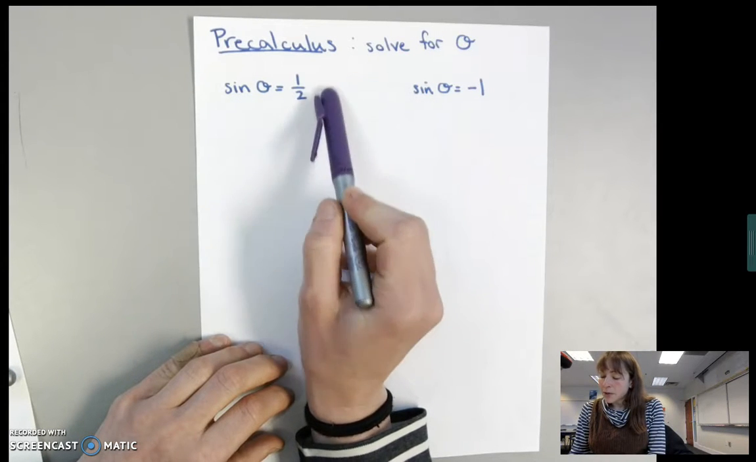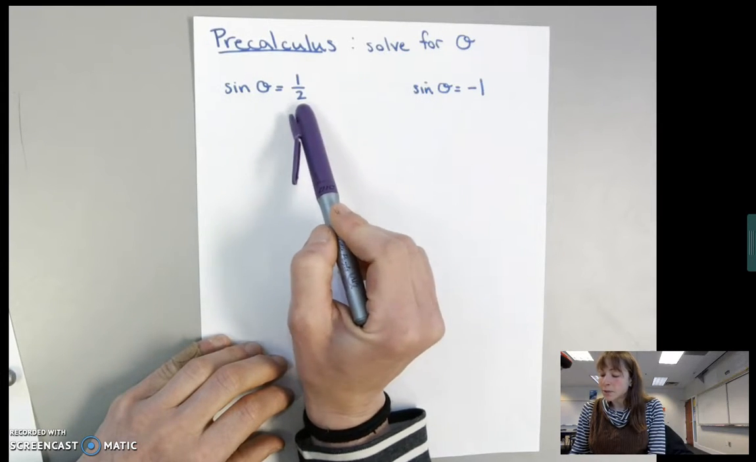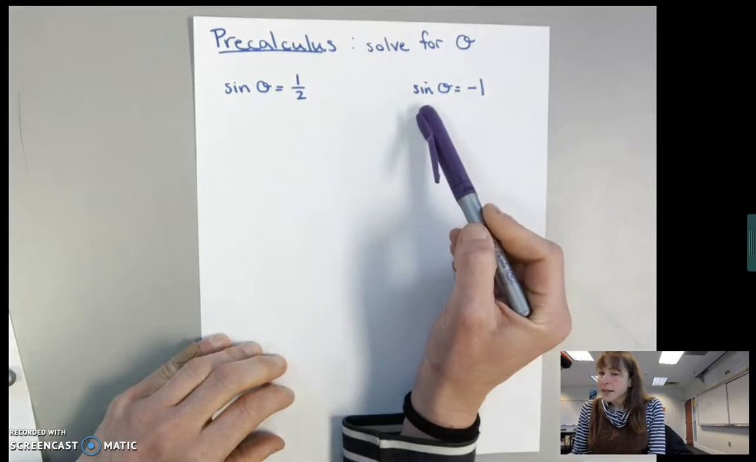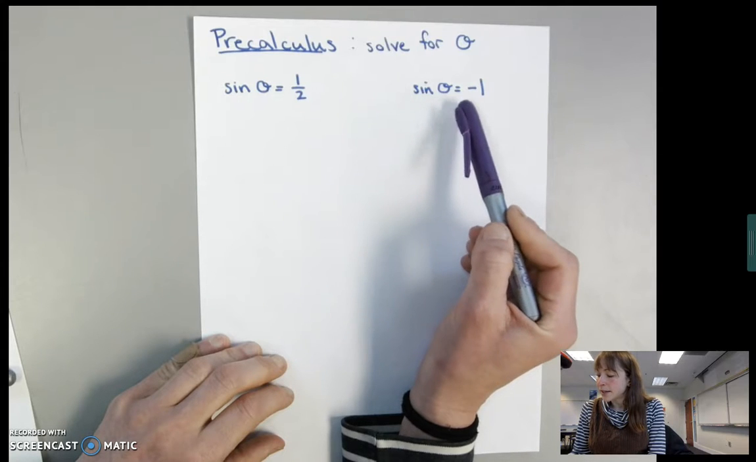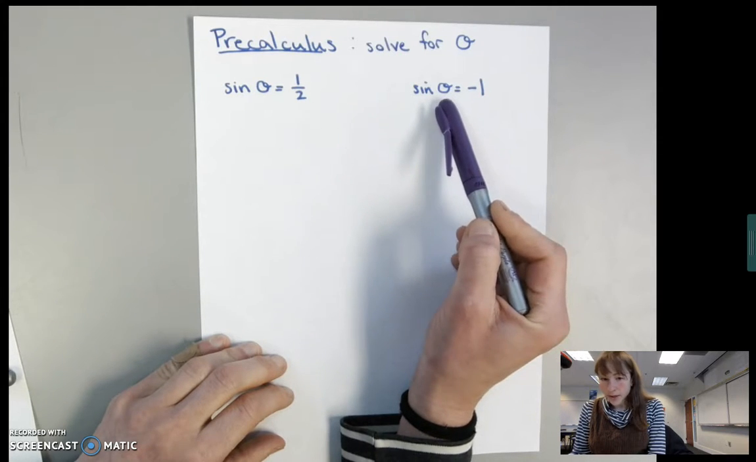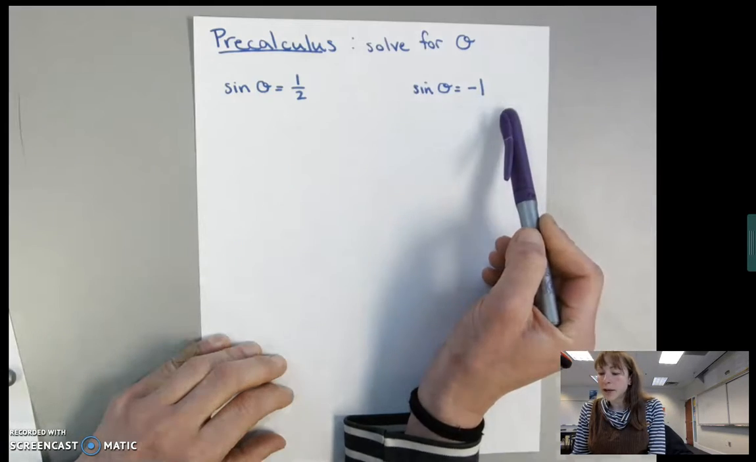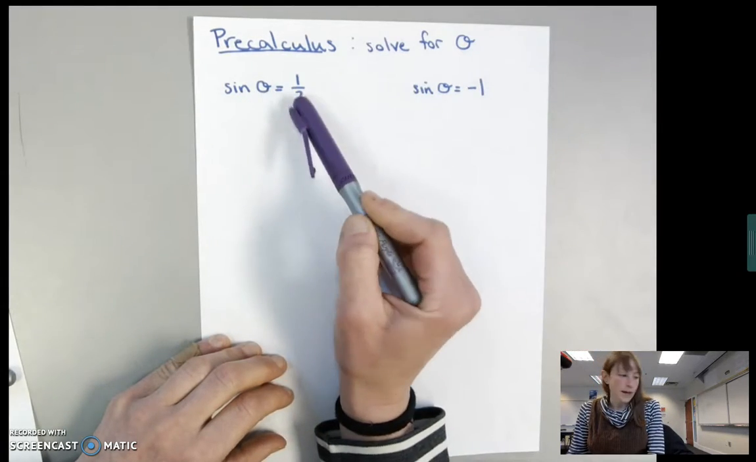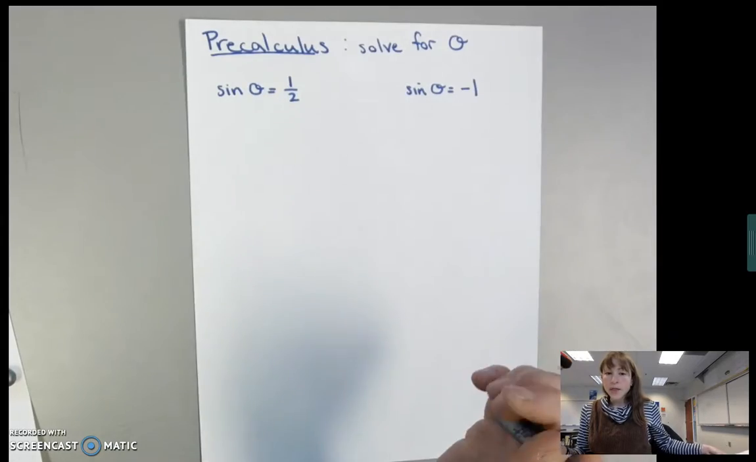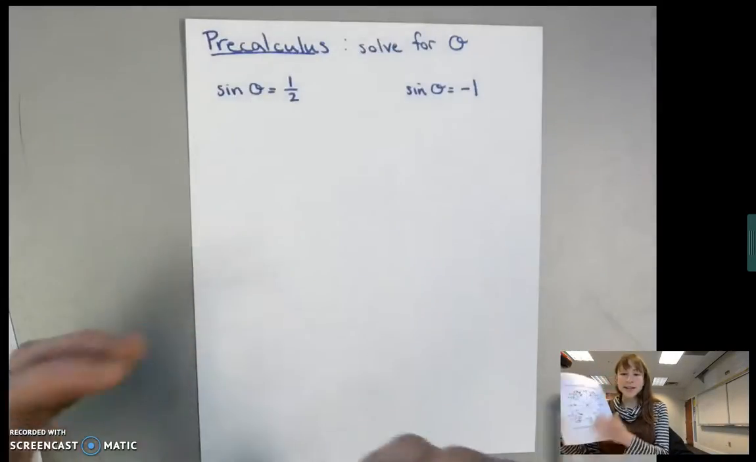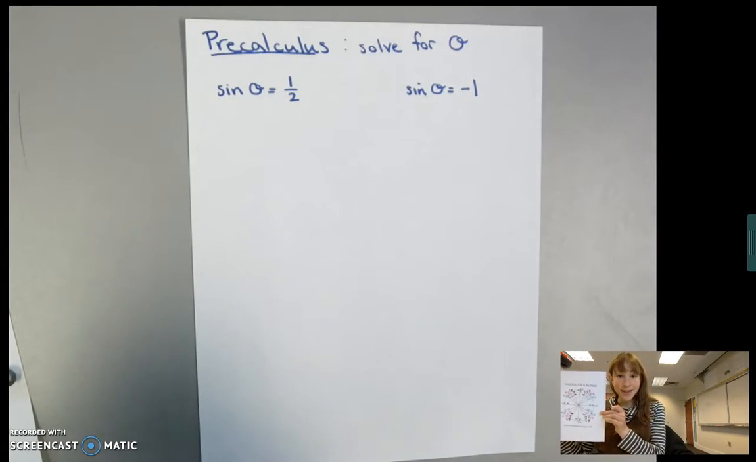So here I have one equation that says sine of theta equals 1/2, and I want to know what angle theta is. Here I have the equation sine of theta equals -1, and I want to know what angle theta is. So what angle has a sine of -1? What angle has a sine of 1/2? The way that we've been solving these problems is by using our handy-dandy resource, the unit circle.